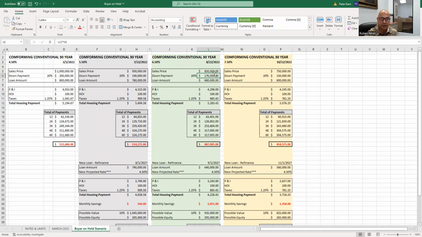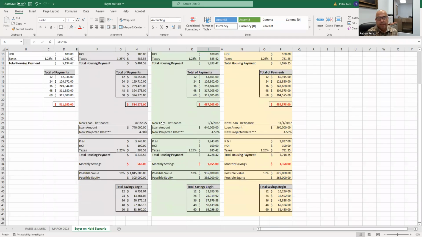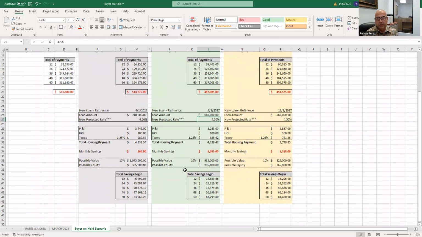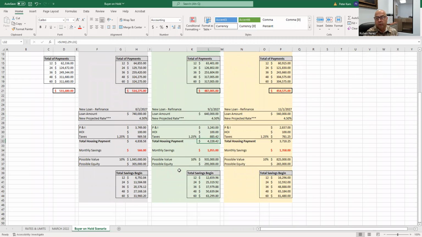Let me go back to that so I can finish this. So when they refinance, a potential refinance in year 5 after they've been in the home at a projection of 4.5, right? Their new housing payment is going to be 42.28.42. Their home insurance and their taxes will not change. The only thing that will change is the principal and interest.